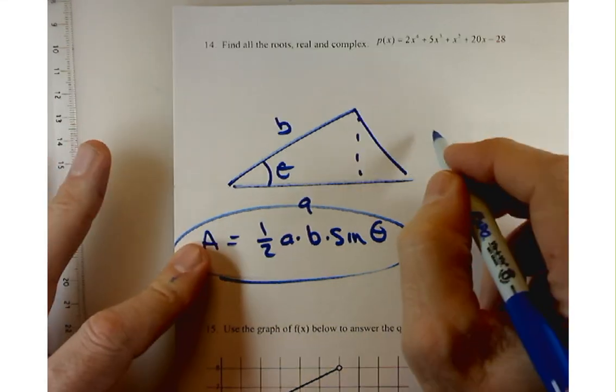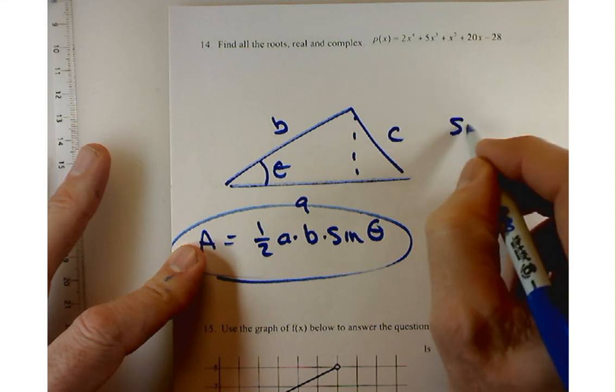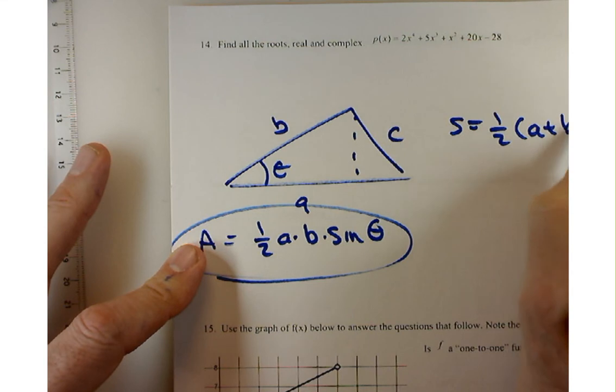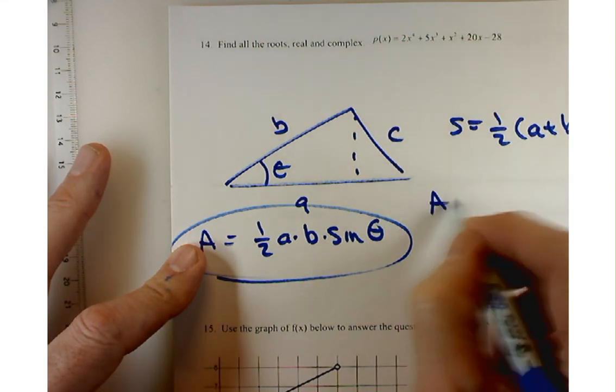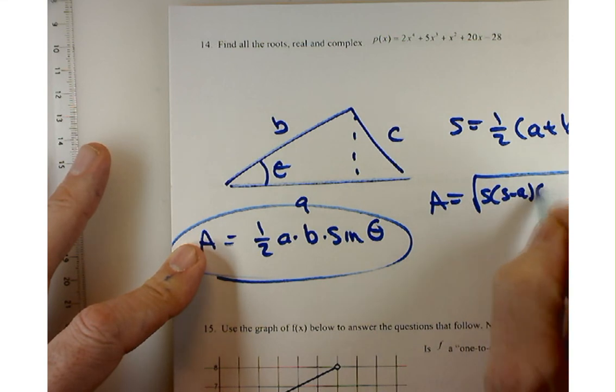And the other one that I'll give is going to ask that you know Heron's formula, which is going to start out with S is 1/2 of the distance all the way around. And then the area is this formula. Square root of S times S minus A times S minus B times S minus C.